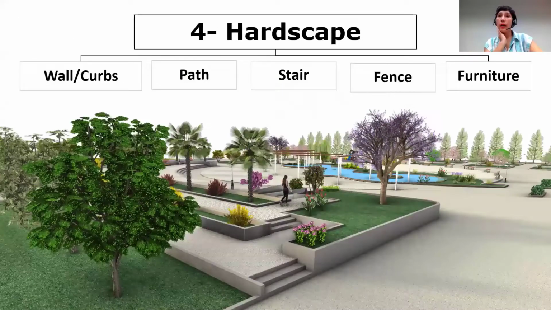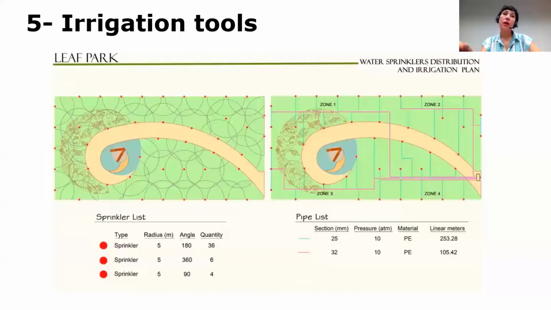We have parametric Hardscape tools that let us add walls and curbs, paths, parametric stairs, parametric fences even, and also there is a block library for furniture inside the program that lets us insert blocks easily. Also, we have irrigation tools that let us insert the irrigation system and draw the lines of the pipes, and Lands Design will finally quantify the sprinklers and pipes that are used during the design process.